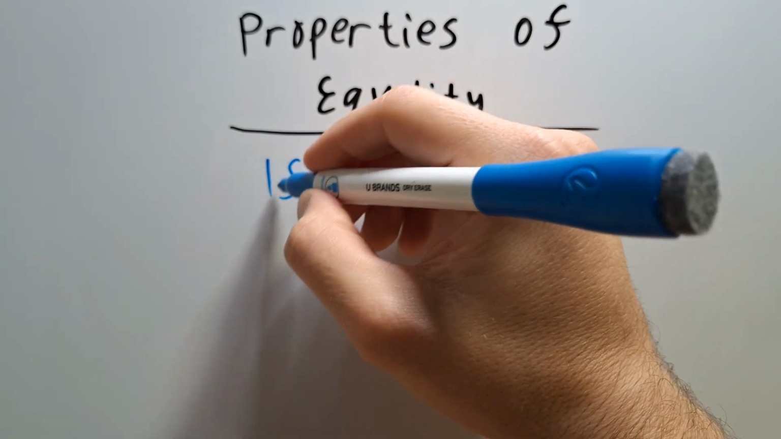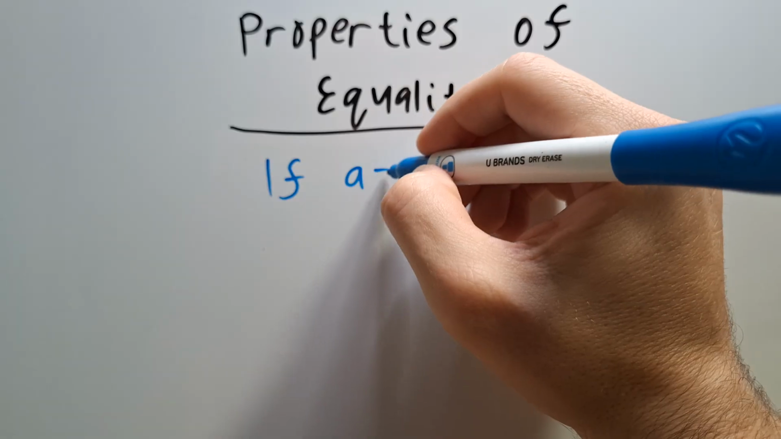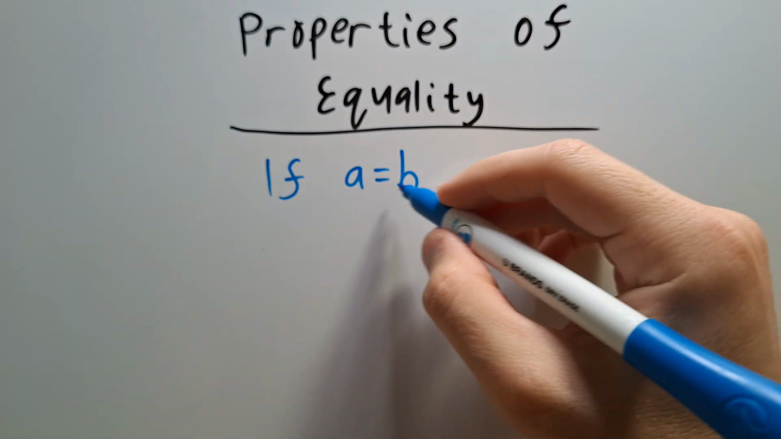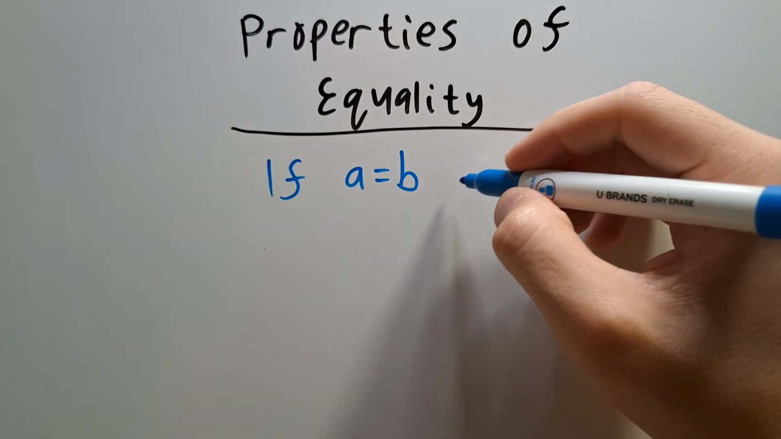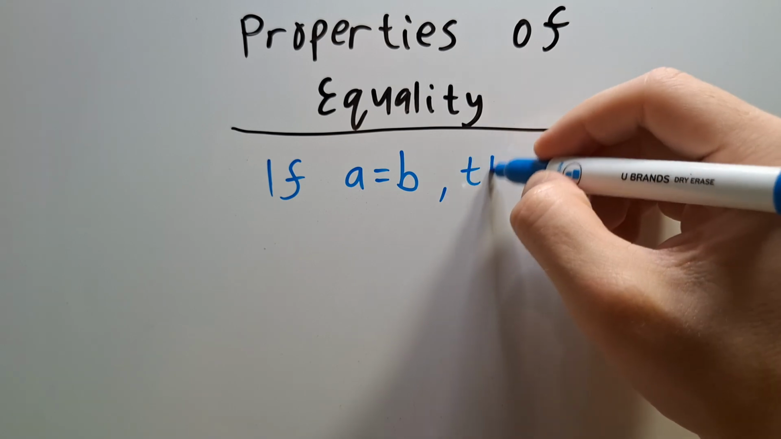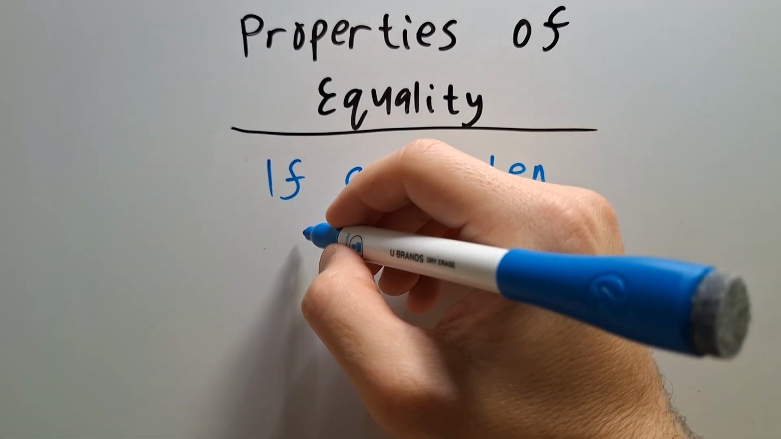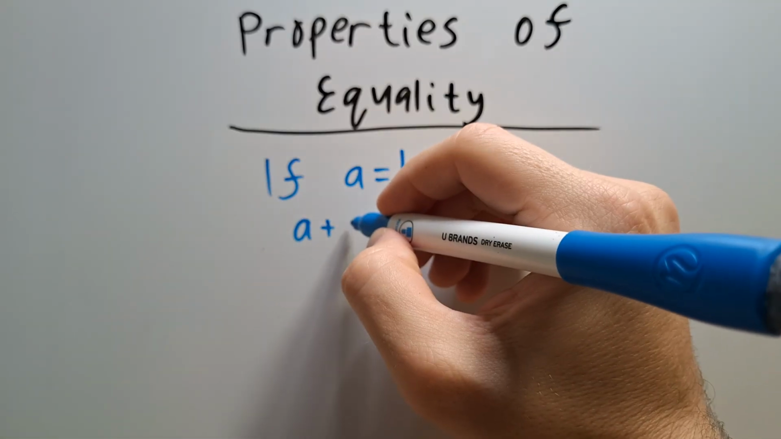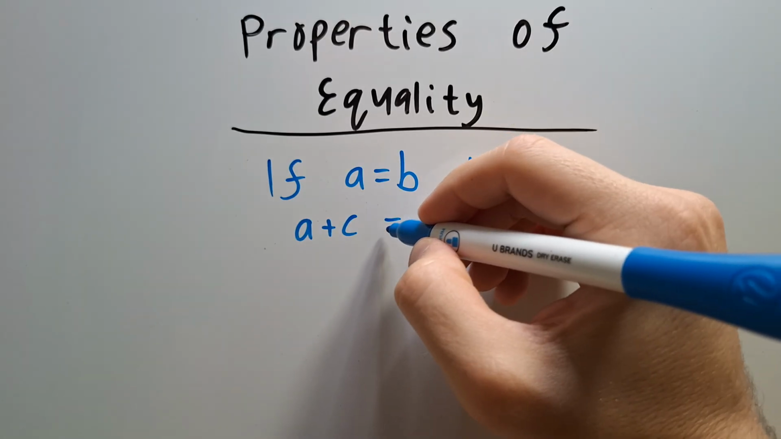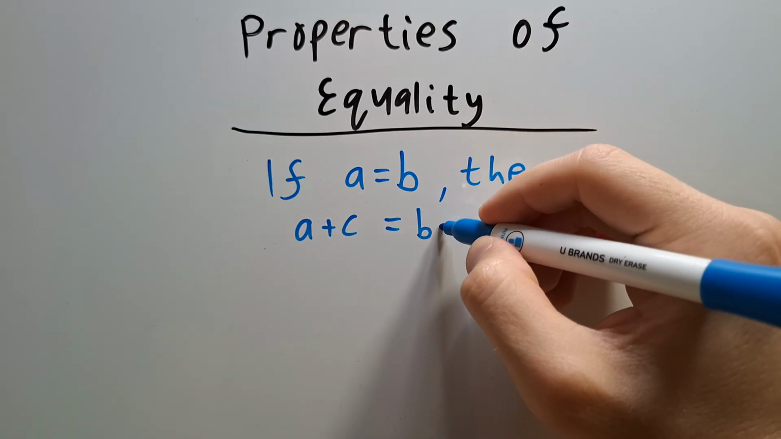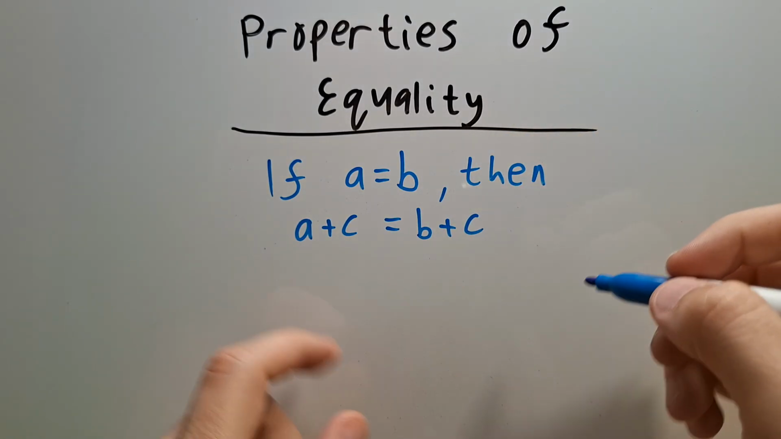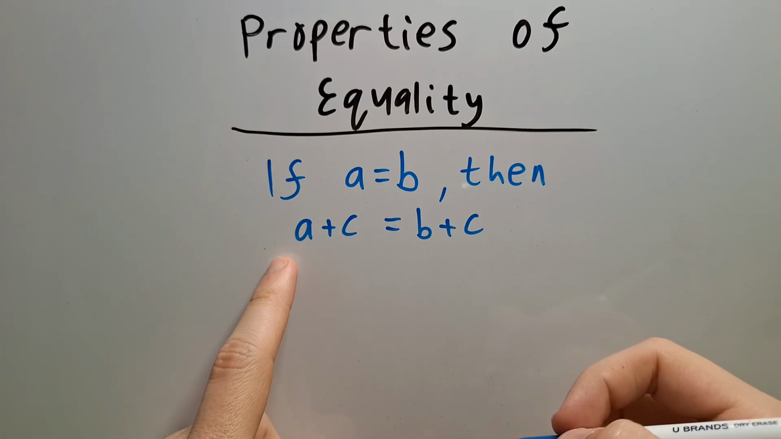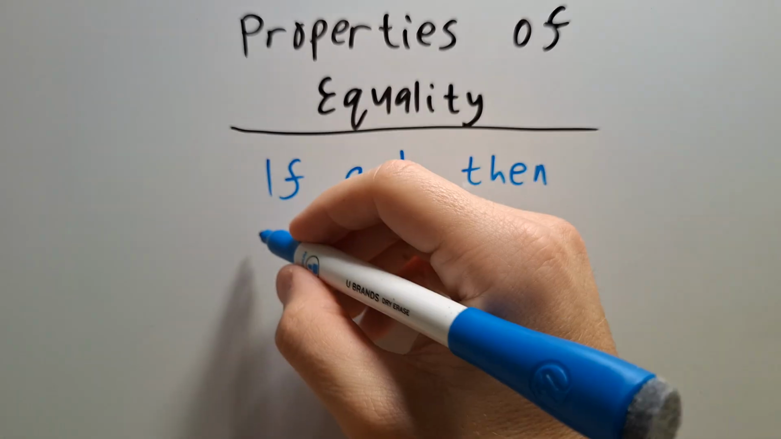So I could say this: if A equals B, meaning these are the same number, then A plus some random number C will be equal to B plus C. This is the addition property of equality. There is one for all four operations.